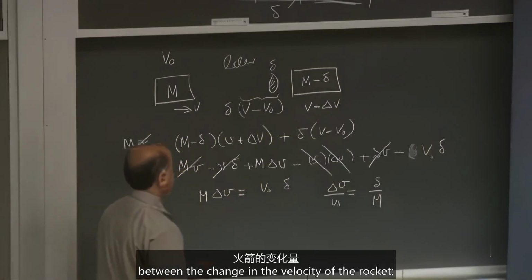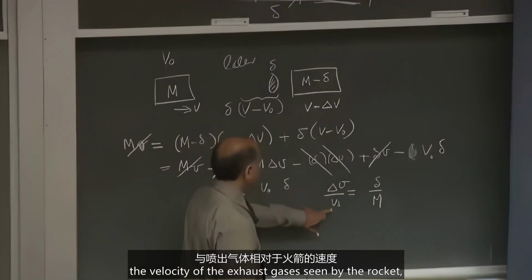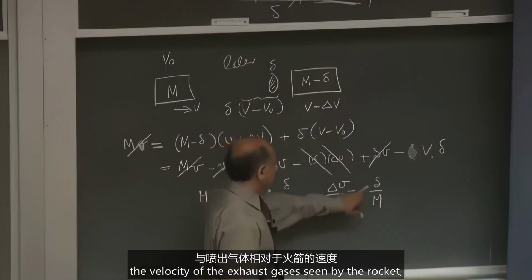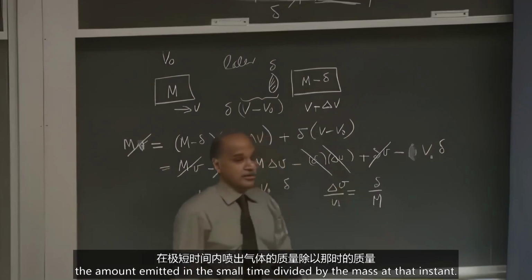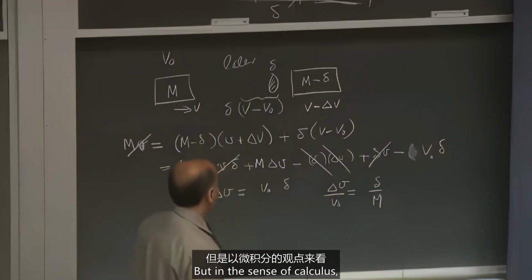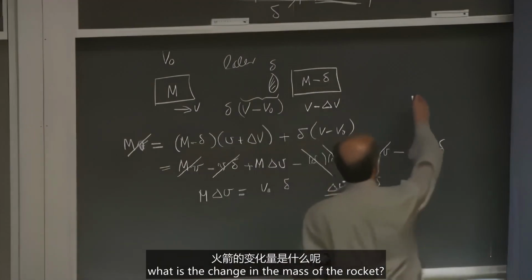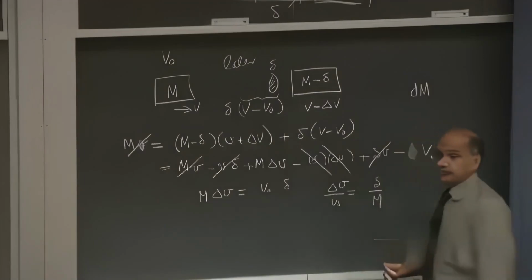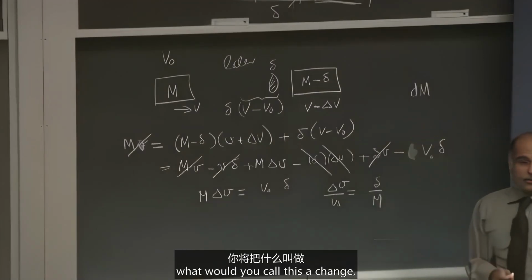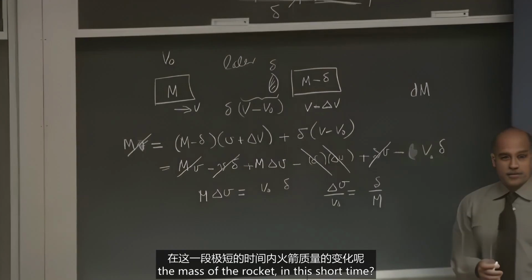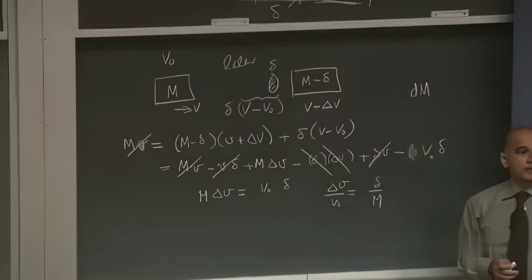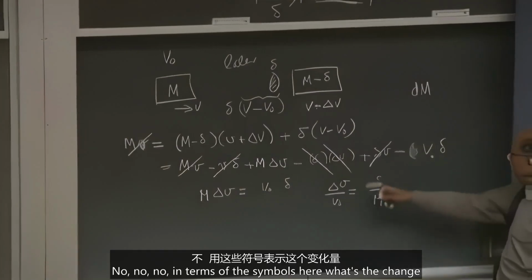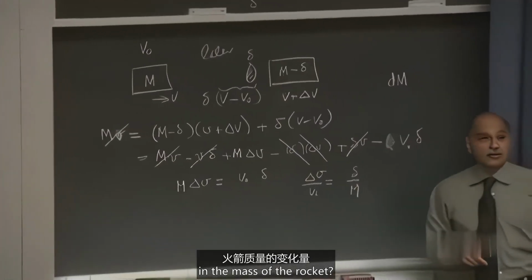This is the relation between the change in the velocity of the rocket, the velocity of the exhaust gas as seen by the rocket, the amount emitted in the small time divided by the mass at that instant. But in the sense of calculus, what is the change in the mass of the rocket? If m is the mass of the rocket, what would you call the change in the mass of the rocket in this short time?